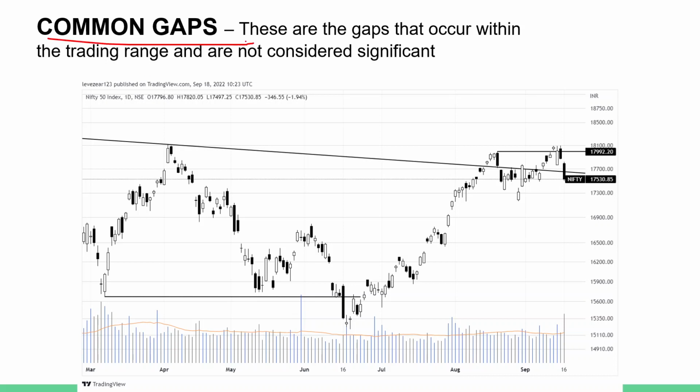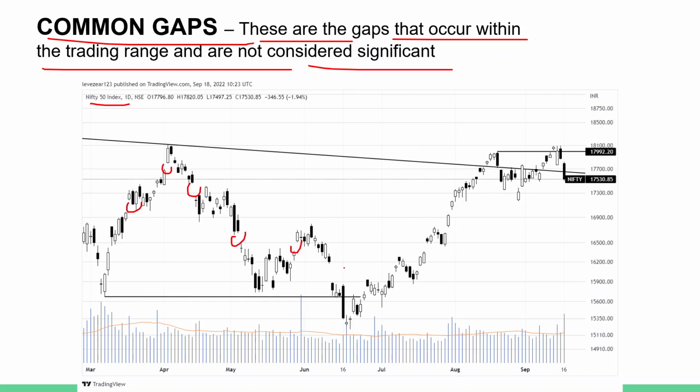The next category of gaps that we have is the common gaps. These are gaps that occur within the trading range and are not considered significant. As you can see, here's the chart of the Nifty 50 index. The price gaps up, then gaps down after a few days, again gaps up, again gaps down. These are formed during consolidations or within a pattern, when the price is in a range, and these gaps occur after a few days or a few weeks.